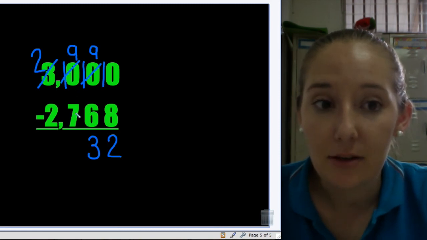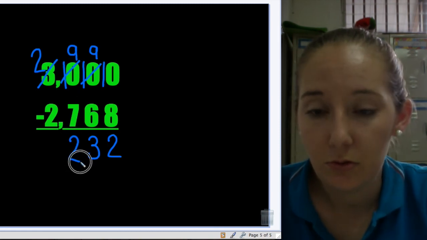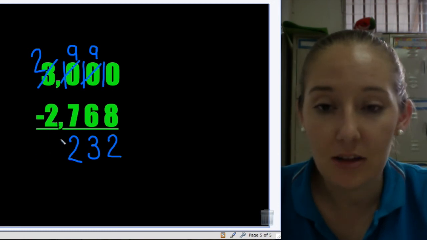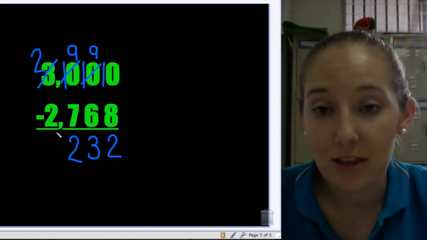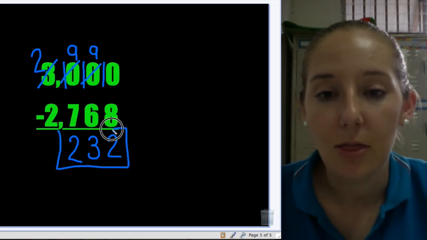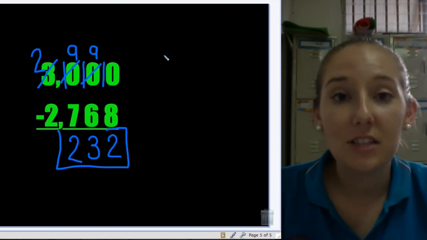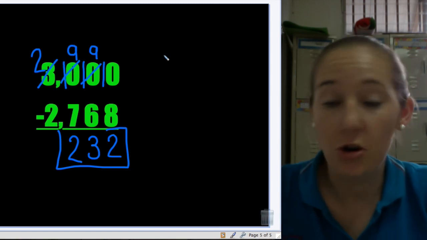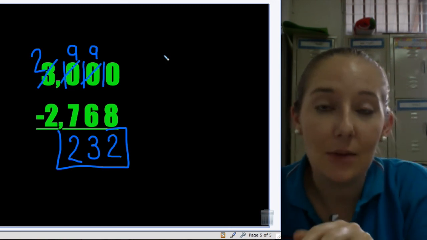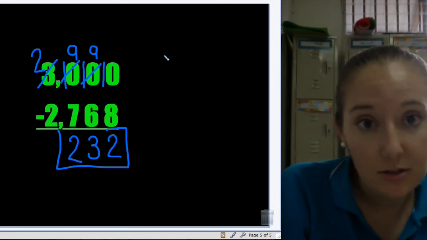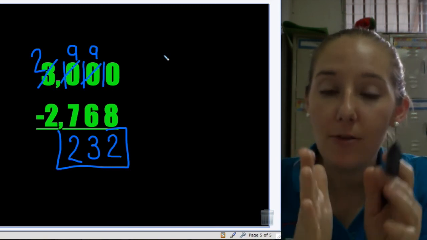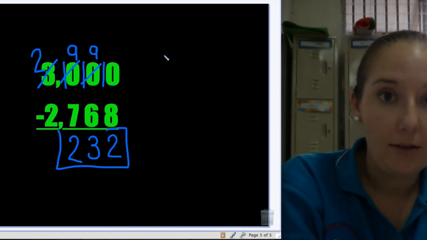9 minus 7 is 2. And 2 minus 2, it's 0. We don't even have to write anything there. So our answer to 3,000 minus 2,768 is 232. Now, I know this can look a little daunting at first with all the crossing out and the borrowing, okay? But if you just think of it as taking something and sharing it with others, it's not that difficult. Just make sure you take your time and you start off and go right down the way, all right?